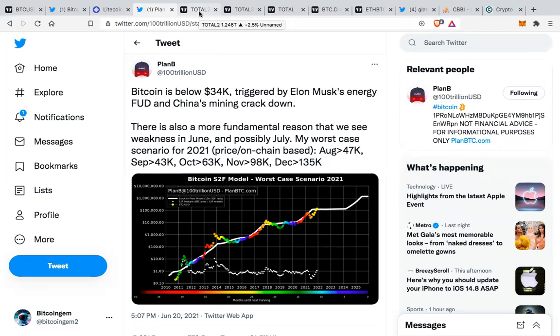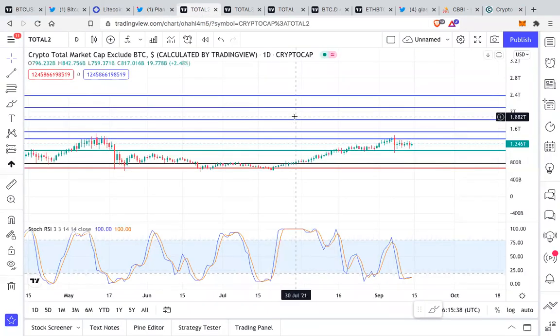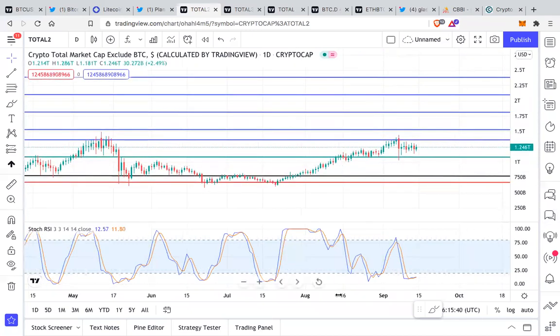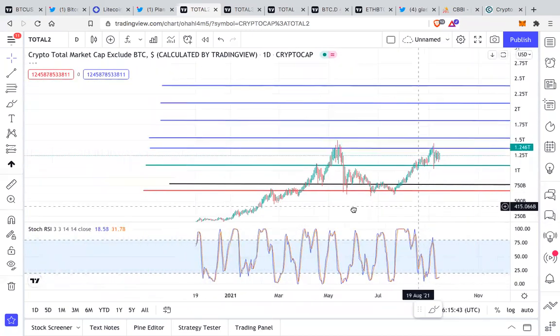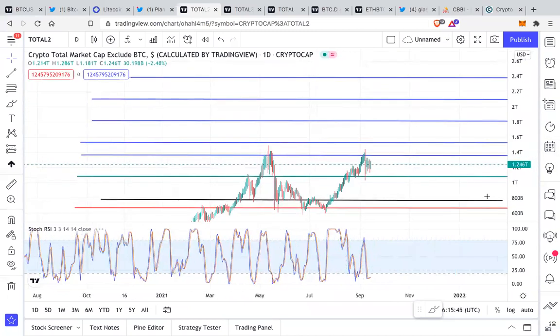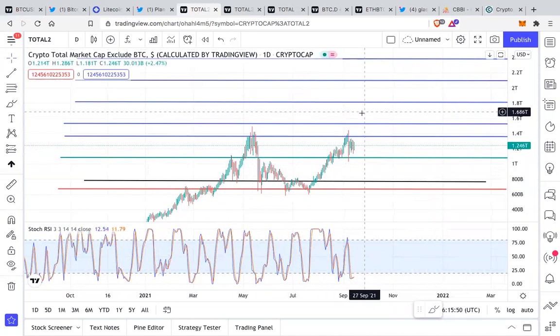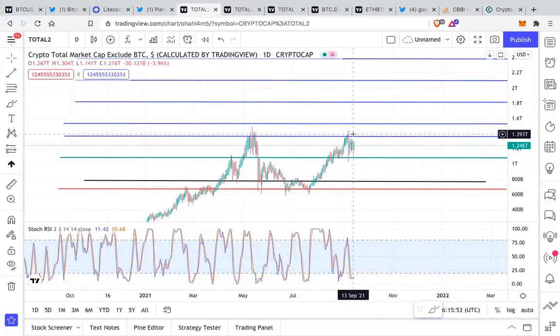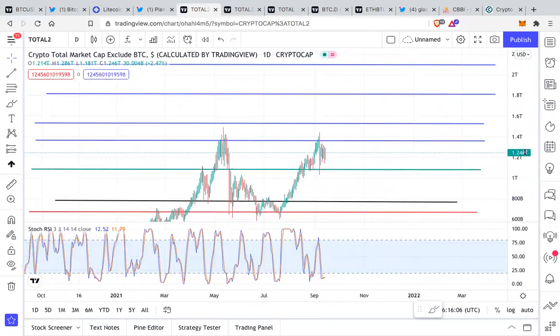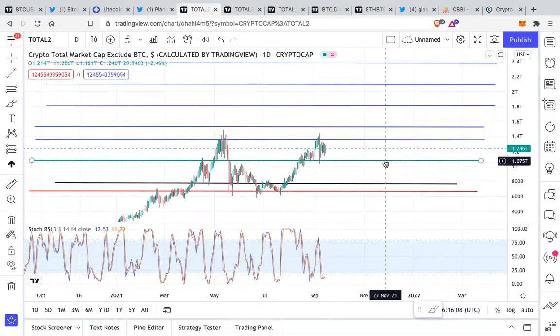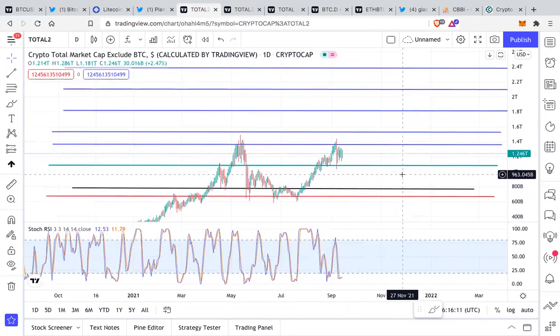and you yourself decide what the data is telling you. Okay, now the first thing that we are going to look at is the total market cap. This is the total market cap of altcoins excluding Bitcoin. What you can see very clearly, we are currently consolidating above a very important pivot point, that is at $1.07 trillion.